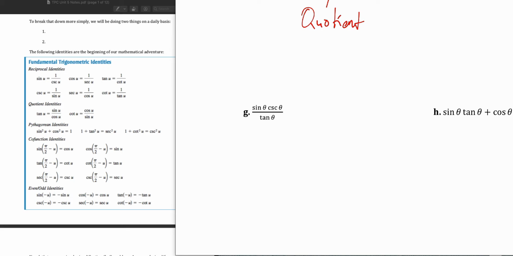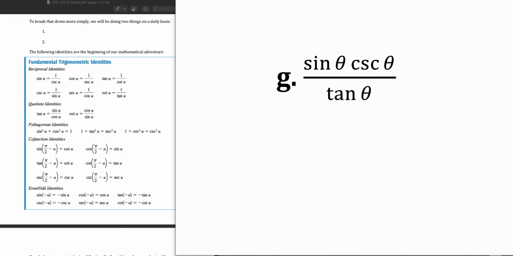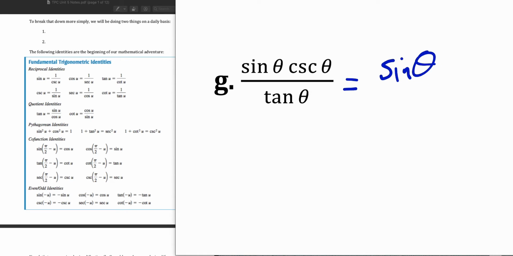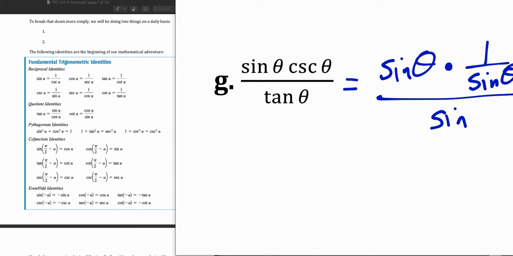Last two here. The letter G is sine times cosecant over tangent. Folks, again, my suggestion is get everything in terms of sine and cosine. So sine is already in terms of sine and cosine. Cosecant is the same as 1 over sine. And then the denominator tangent, I'm going to make that as sine over. Actually, you know what? I'm not going to complicate that one at all. Let's just leave that as tangent for now. I changed my mind midway through.